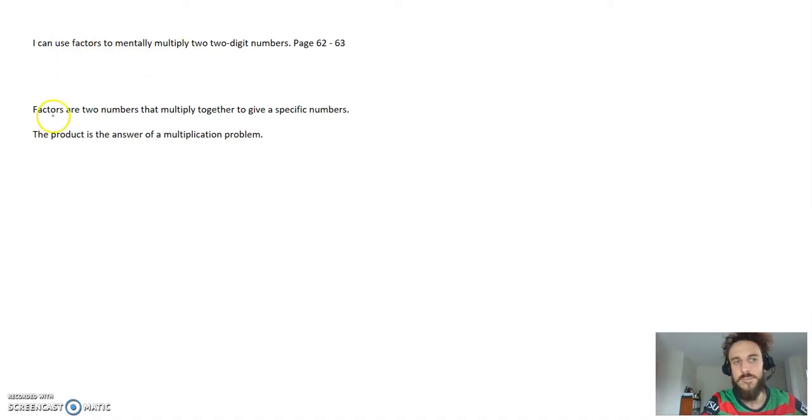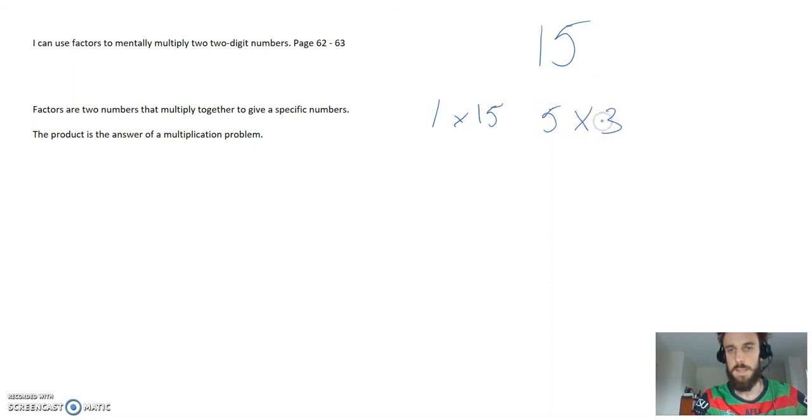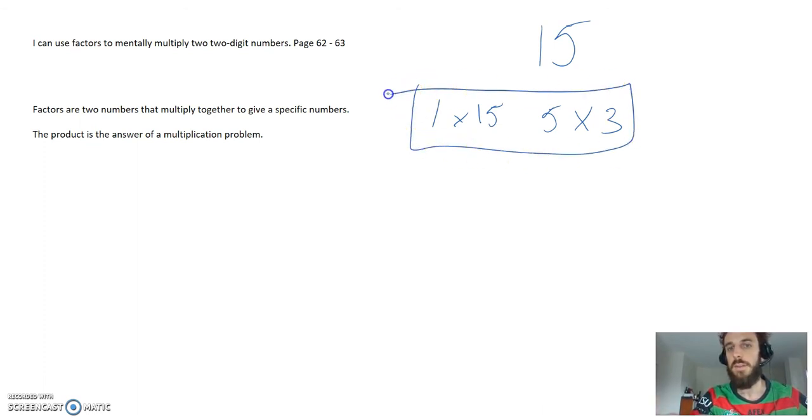Basically, factors are any two numbers that multiply together to give you a specific number. For instance, if I'm talking about the number 15, any two numbers that multiply together and the answer is 15 are factors of 15. Some factors include 1 and 15, because 1 multiplied by 15 is 15. We've also got 5 multiplied by 3. They're all the ones that I can think of. So these numbers are factors of 15.